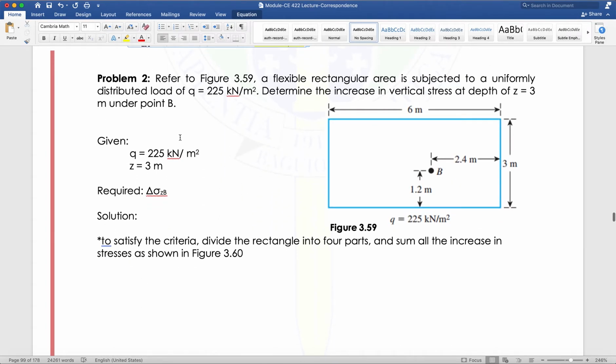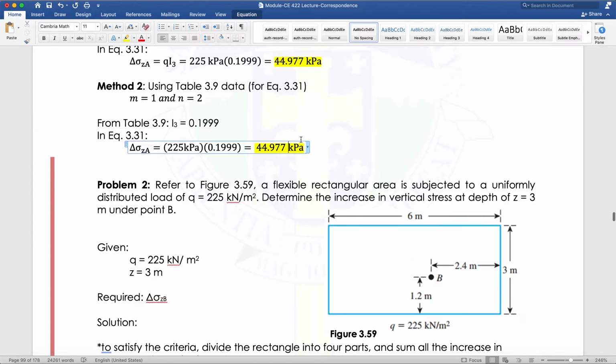So refer to figure 3.59. A flexible rectangular area is subjected to a uniformly distributed load. Q is equivalent to 225 kilopascals. So determine the increase in vertical stress at a depth of 3 meters under point B. So this is point B.